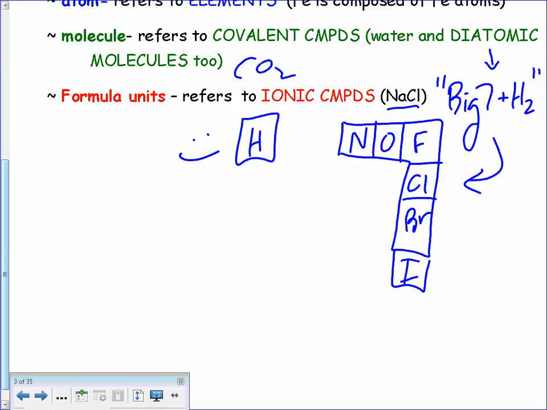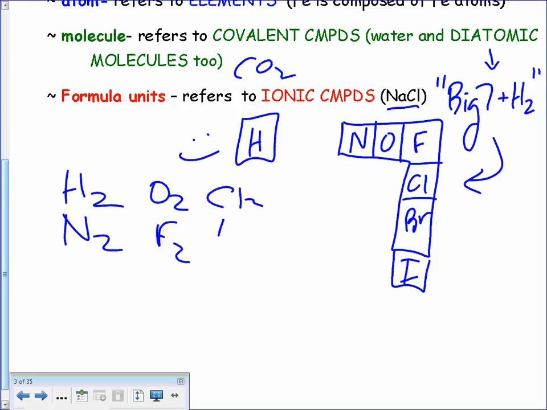Okay, so we got our diatomics. So even though these are 2 atoms, we still say that's a molecule. So this is a molecule of hydrogen gas. This is a molecule of nitrogen gas. This is a molecule of oxygen gas. This is a molecule of chlorine gas. This is a molecule of fluorine, and a molecule of bromine, and a molecule of iodine. So diatomic, how do they look? They have 2's after them, subscript-wise.